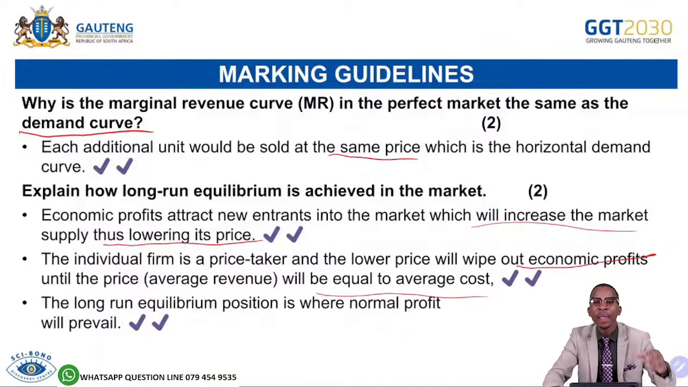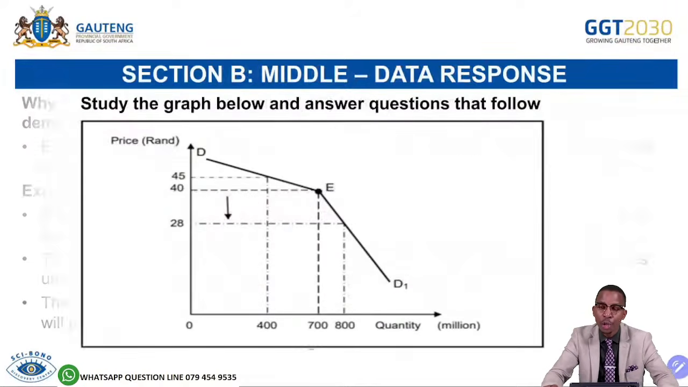Another point would be, in the long run, all inputs are flexible, all factors of production are flexible. So for that reason, firms can have enough capital to enter the market and compete, which will then be increasing competition for existing firms and result in their profits being reduced to the normal profits.